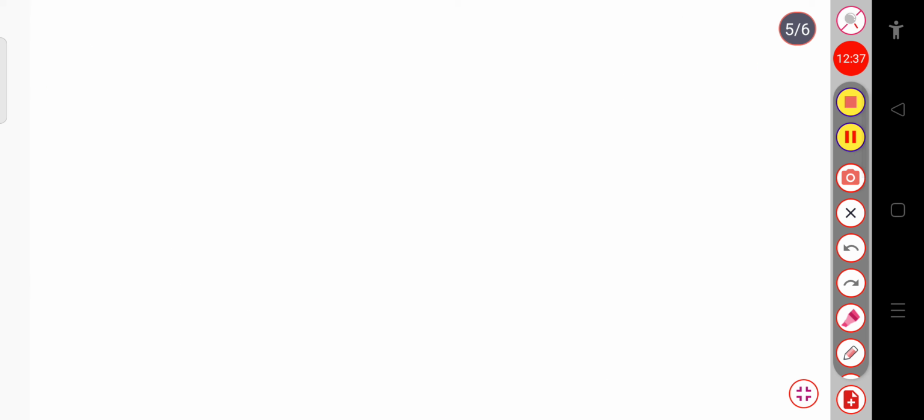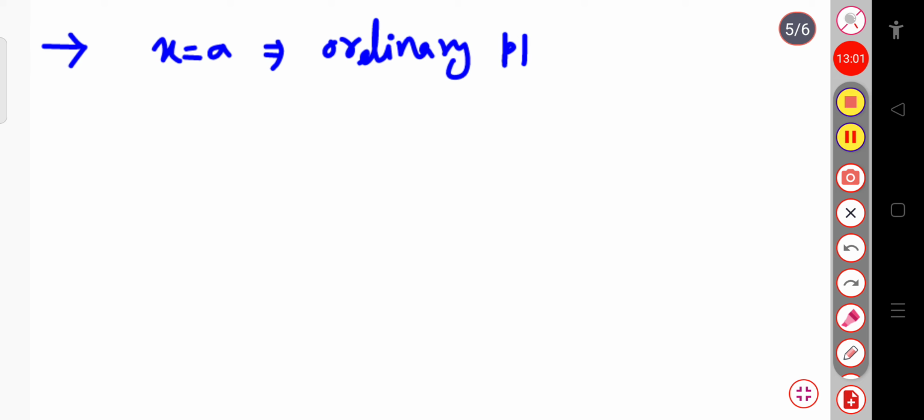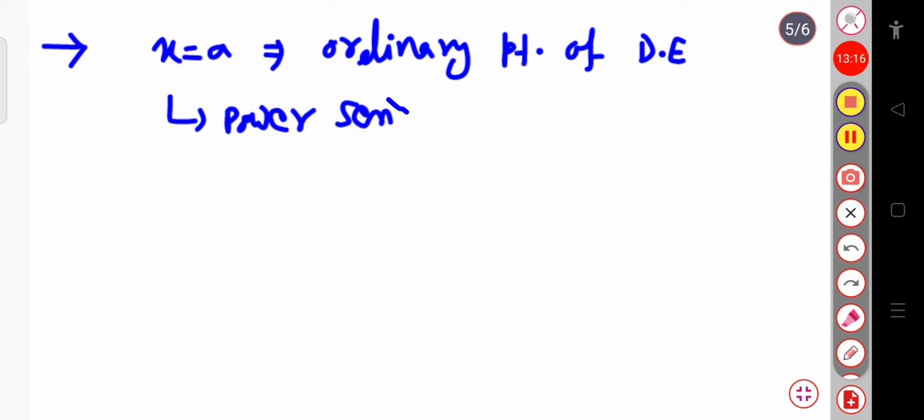Now let us see one important thing. For the solution of the differential equation, we choose the power series solution method. Suppose x equal to a is an ordinary point of the differential equation. In this case we can apply the power series solution method when this is an ordinary point of the differential equation. This is important.